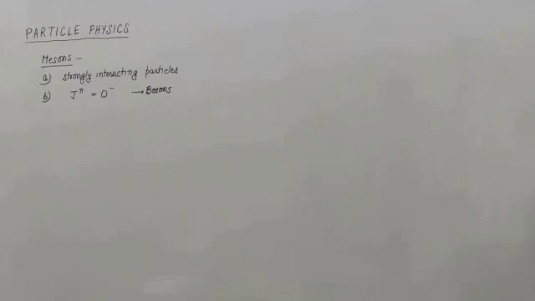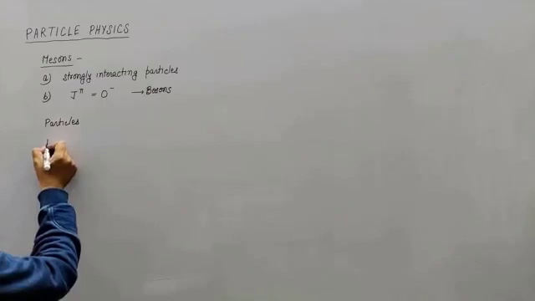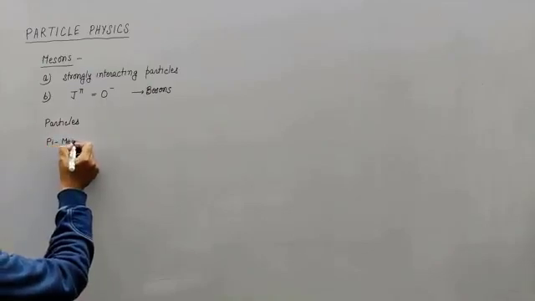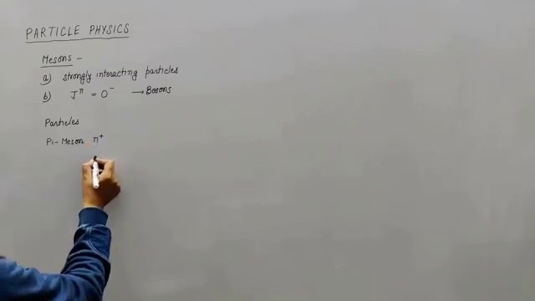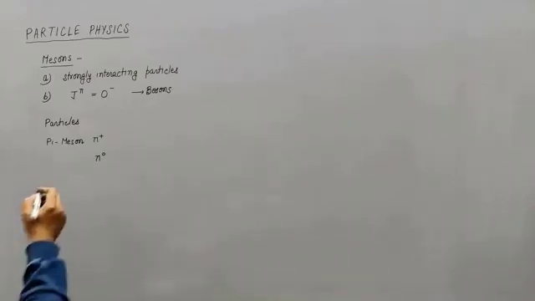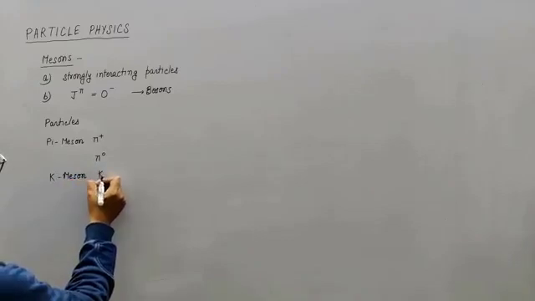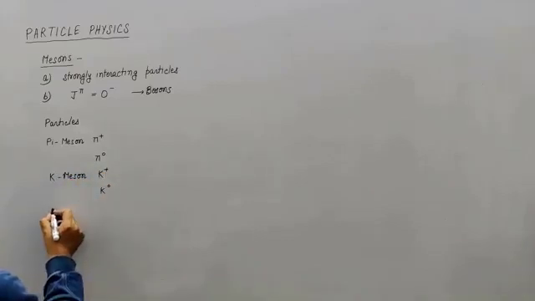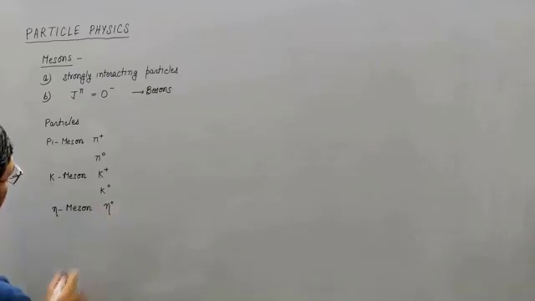So basically, if we classify these mesons, then here I am writing meson particles. The first one is pi meson. In this category, there are two types of meson: pi plus and pi naught. These are two types of pi meson. Another is k meson. K meson is k plus and k naught. And next is eta meson. Eta meson is a neutral meson. This is eta naught. So these are the meson particles.